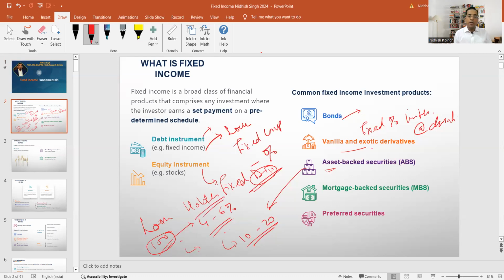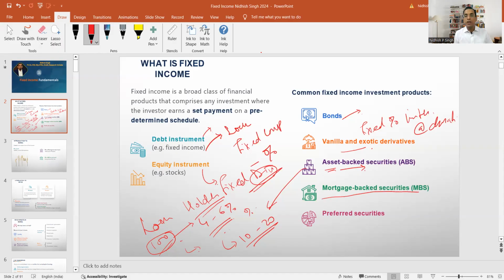Those assets can be a loan or a couple of hundreds or thousands of credit card debt holders. So they will be paying a regular cash flow to the holder of this asset-backed security, and interest or coupon will be paid to the holder, and that is called a fixed income product as well. So any such product which is called ABS will be part of fixed income securities.